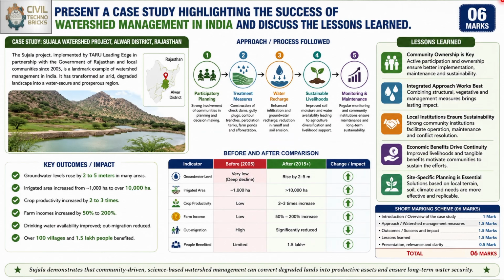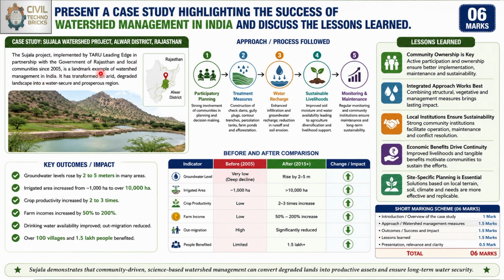Here we see the case study for the Indian terrain: present a case study for the process of watershed management in India, and discuss the lessons learned. Based on that Hiware Bazar example, we see in India the case study of the Sujala Watershed project, Alwar district in Rajasthan. Okay, so here the Sujala project implemented by TARU Leading Edge in partnership with the government of Rajasthan and local communities since 2005.